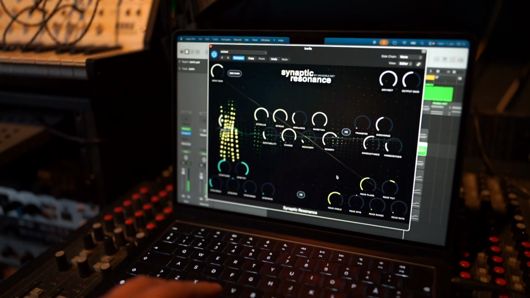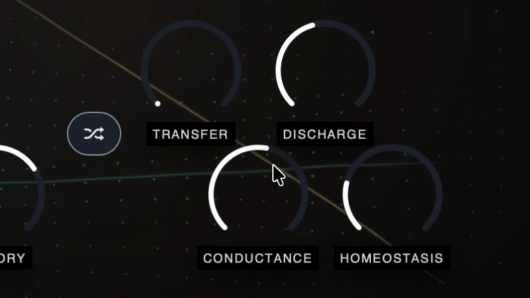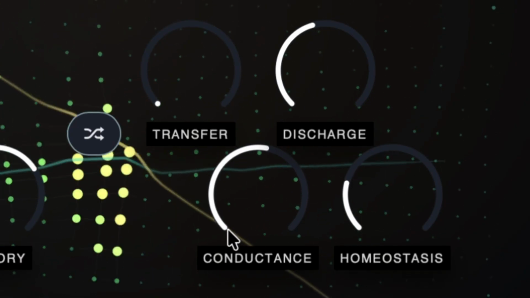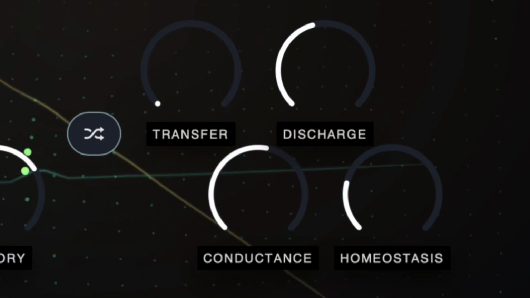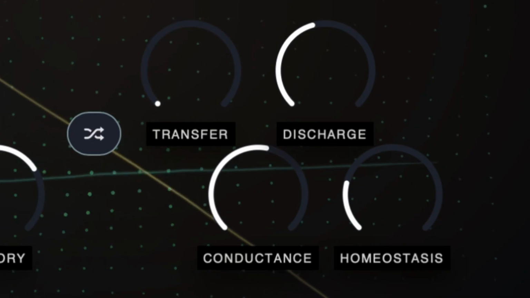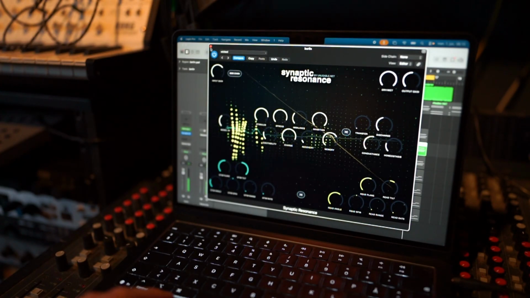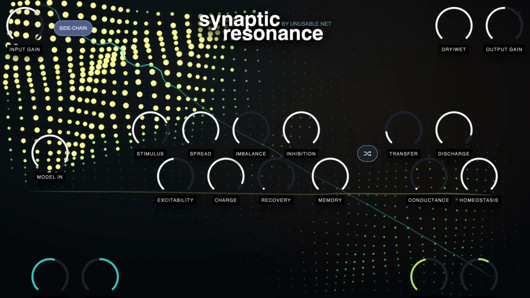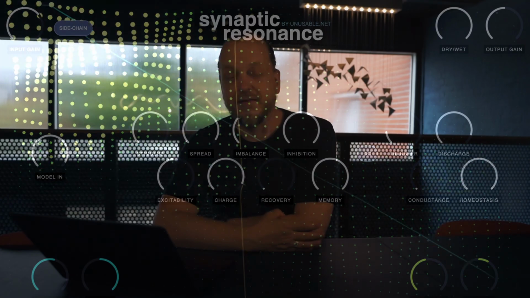Then there are also more direct audible character controls. Transfer controls how strongly the neural activity opens the filter bank. Conductance affects the overall openness and movement of the resonator. Discharge makes the spike events hit harder. Homeostasis at higher settings makes the whole thing more controlled and stable. Lower settings let its instability and small electrical variation creep in. So it's basically a stability control in a plugin built around the idea that stability is really not the goal.